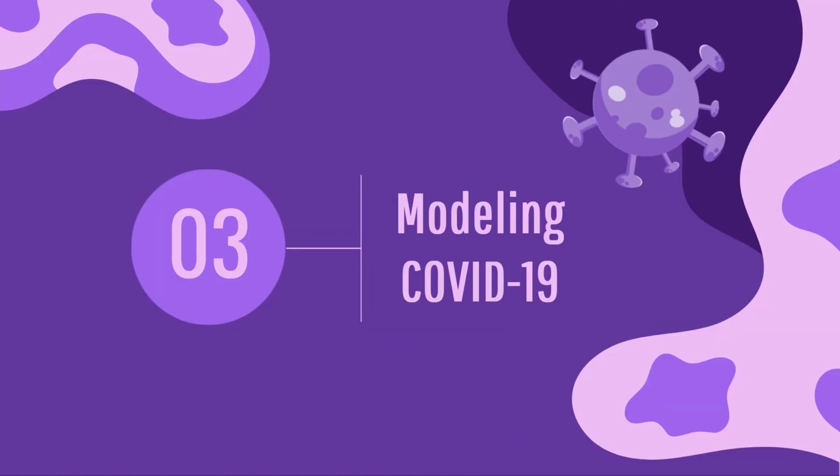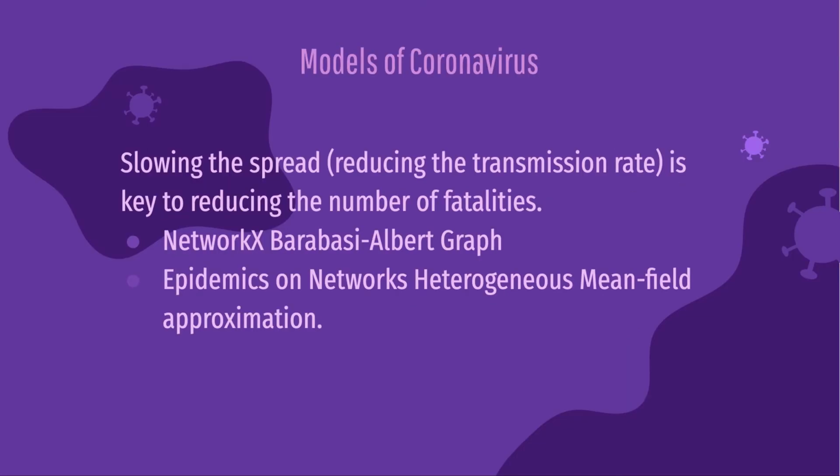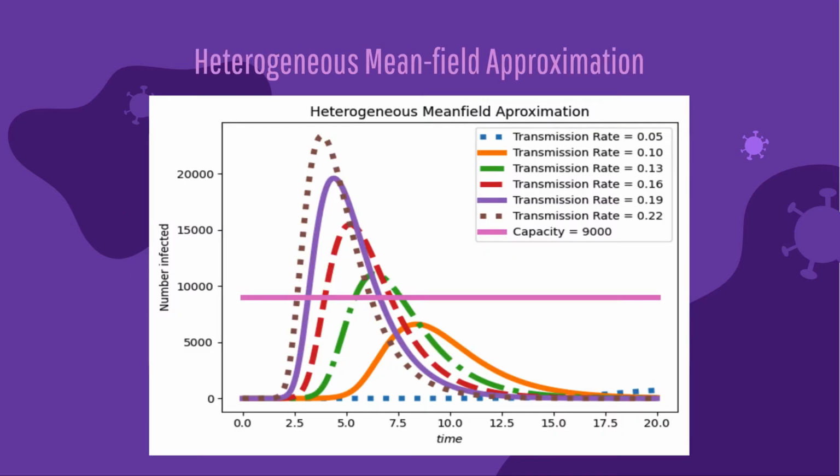We also looked at modeling the spread of the virus. We know that slowing the spread of the virus is key to reducing the number of cases and the number of deaths. I modified the code on the Epidemics on Networks website and used a NetworkX Barabasi-Albert graph to show a heterogeneous mean field approximation for the number of cases with different transmission rates. In this graph, you can see how the influence of the virus is contained by slowing its spread. I include a line to show how the capacity of the healthcare system limits the number of people that can be treated, and that slowing the spread enables more patients to get life-saving care.